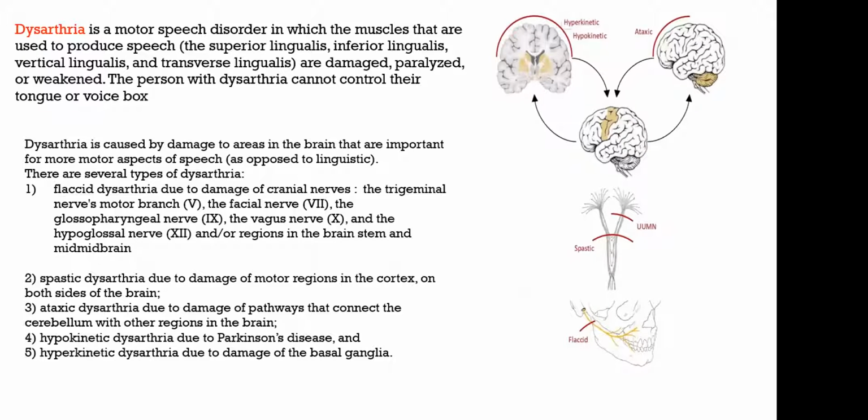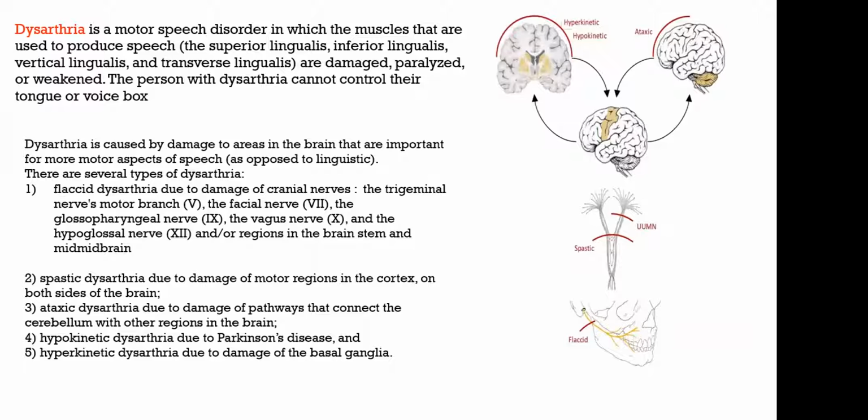The next disorder we have is dysarthria. It's a motor speech disorder in which the muscles that are used to produce speech, like the superior lingualis, inferior lingualis, and vertical and transverse lingualis, are damaged, paralyzed, or weakened. The person with dysarthria cannot control the tongue or voice box. It's caused by damage in the area important for motor aspects.